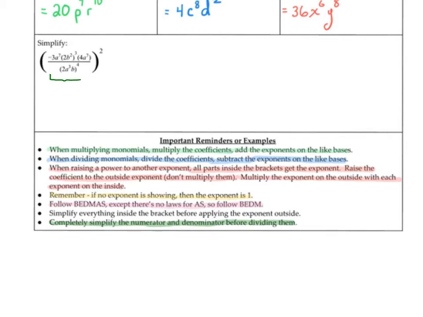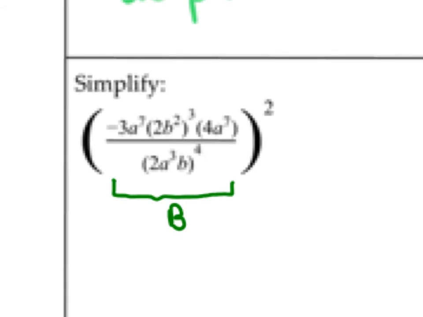So the first thing that we have to do is to simplify everything inside of the bracket. Now inside the bracket, we have to simplify the numerator first. So in the numerator, in between there is multiplication, in between there is multiplication, but this term here has an exponent. So we have to simplify this term first with this exponent.